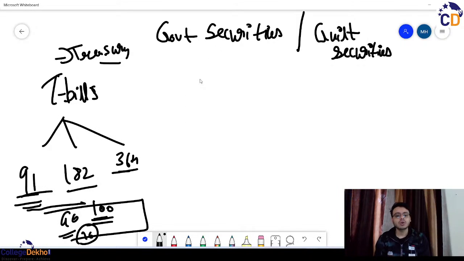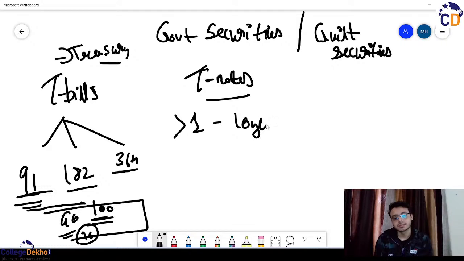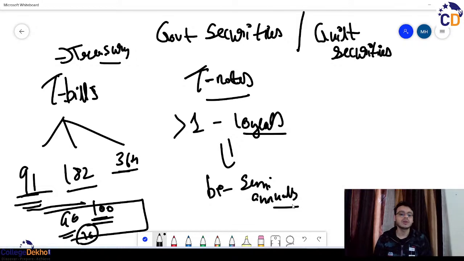The second category is the T notes. Again, these are government securities with a longer duration. T notes are the Treasury notes, where T stands for Treasury. The duration for these notes is more than 1 year up to 10 years. If you are holding your T notes or government securities for more than 1 year, we call them a Treasury note. And they offer a rate of interest biannually or semi-annually, meaning you get a rate of interest twice a year. The duration is basically from 1 year to 10 years in case of a T note.